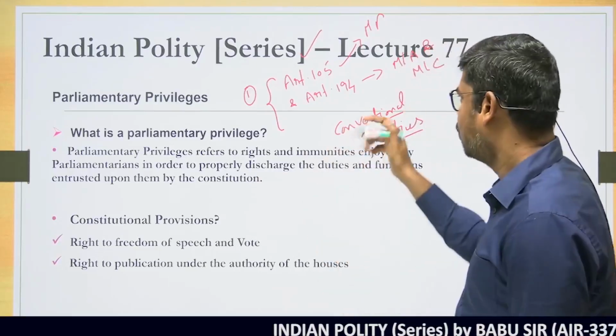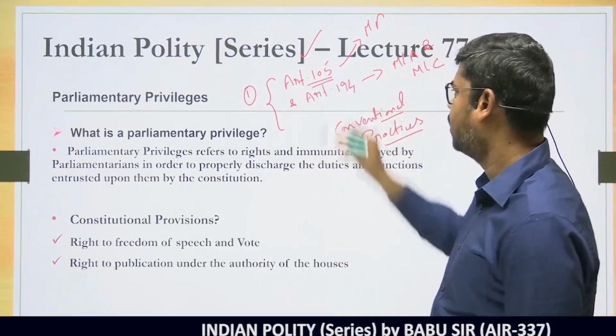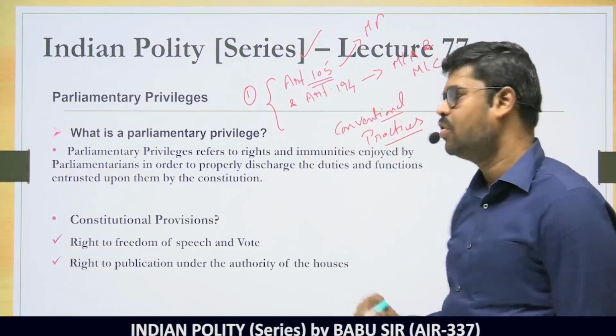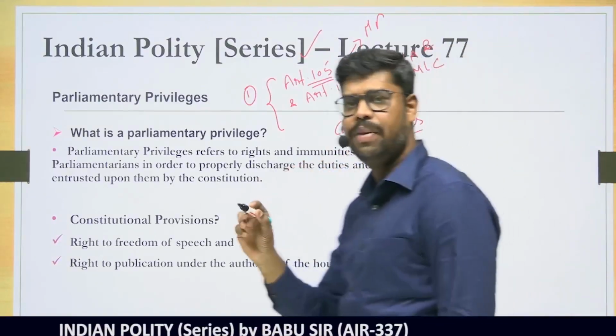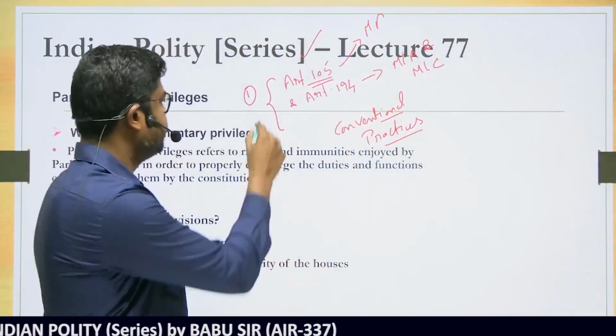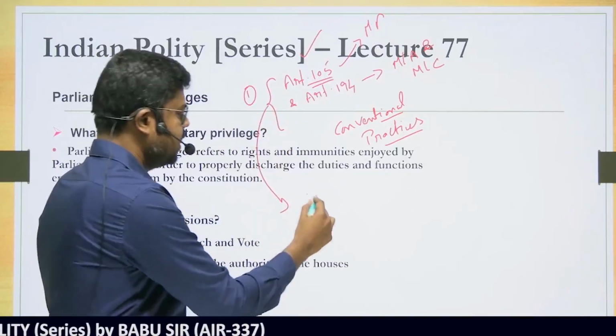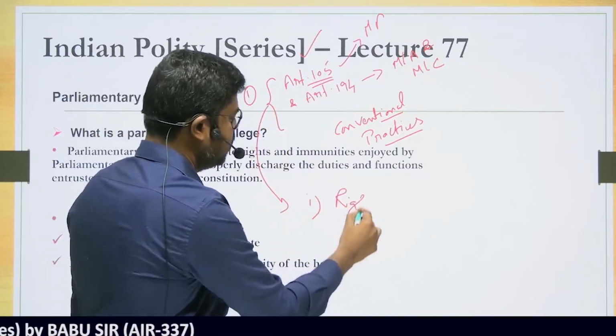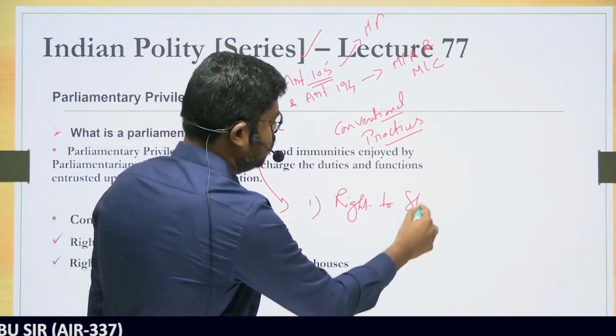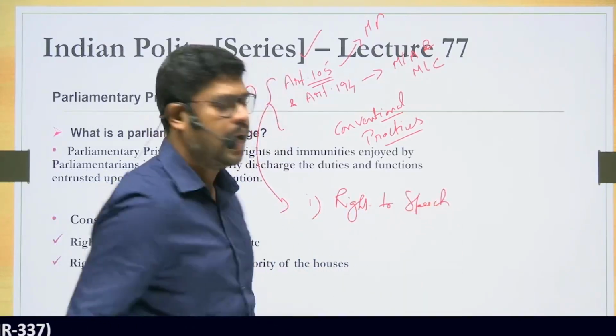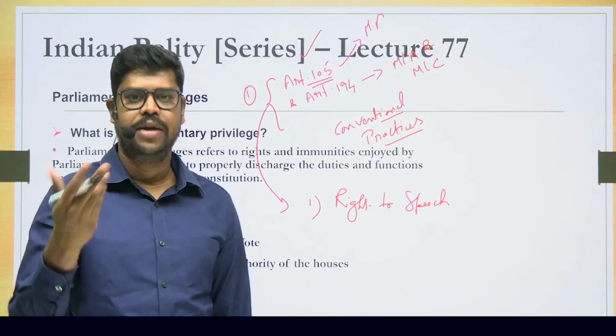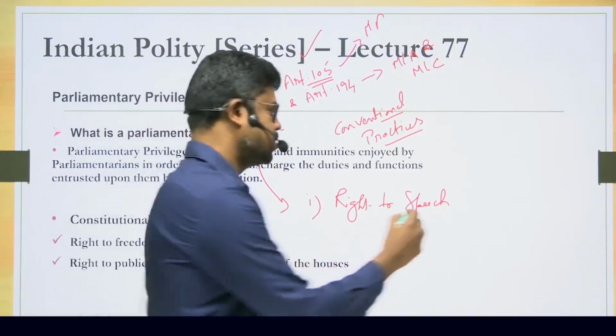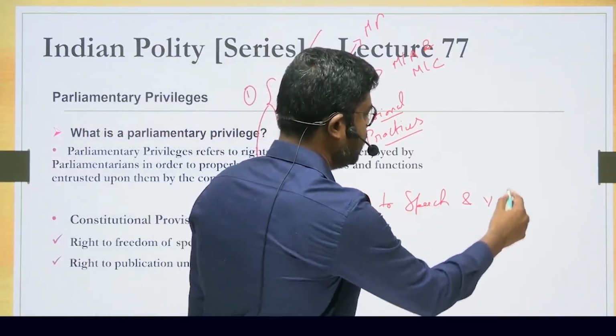If we take a look at article 105 of the constitution, it says that the members of the parliament shall exercise all these privileges. One, the right to freedom of speech, the right to speech within the houses of the parliament. And as a member of parliament, they will also have the right to vote. So it includes the right to freedom of speech and to vote in the houses of the parliament.